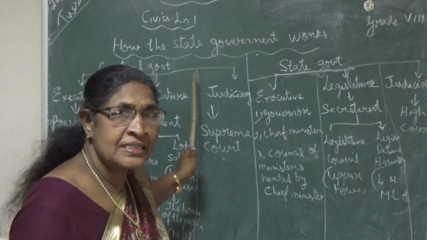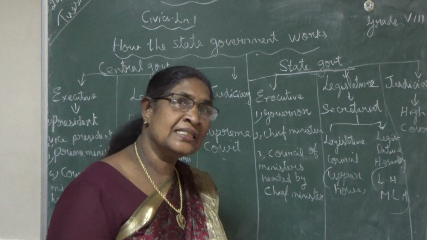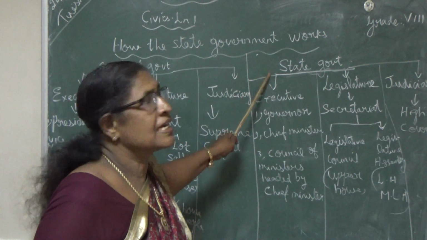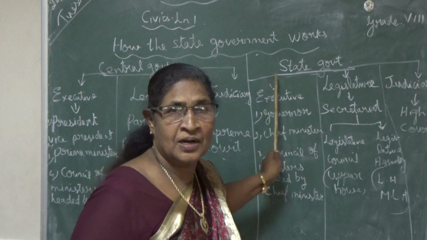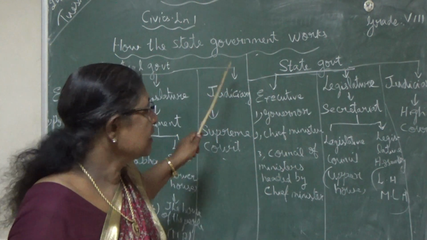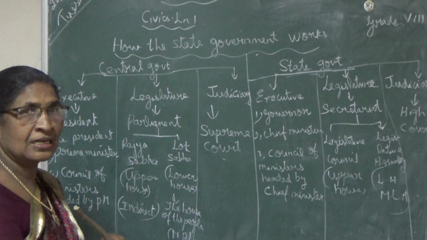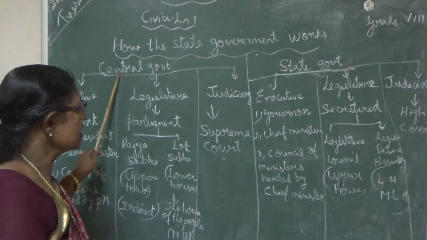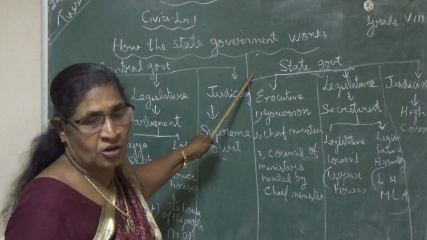So our country is divided into states. Each state has one state government. For what purpose? In order to administer the state level. So in our country we have 2 sets of government: the central government and the state government.